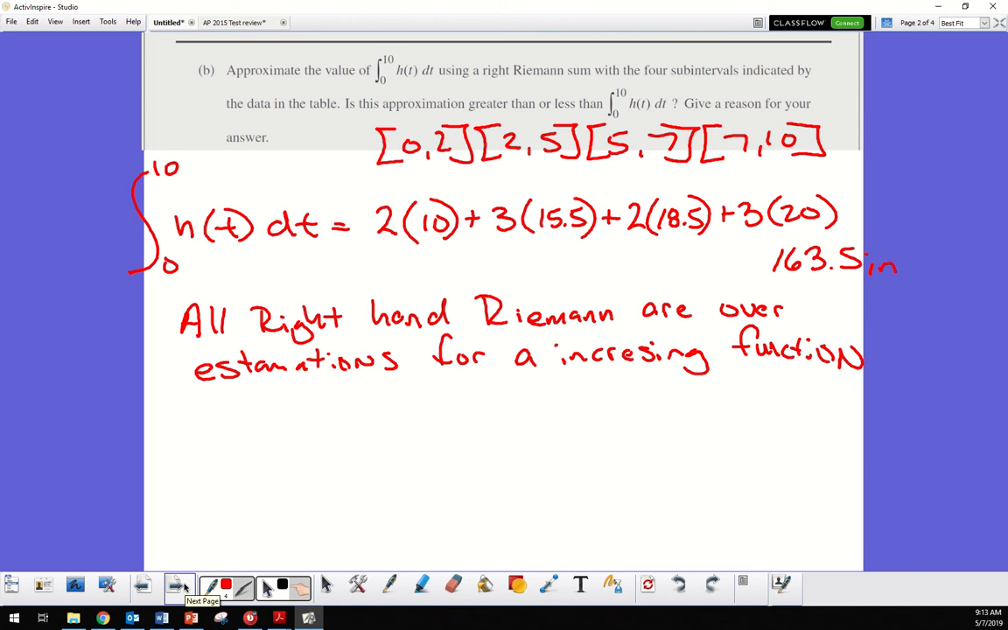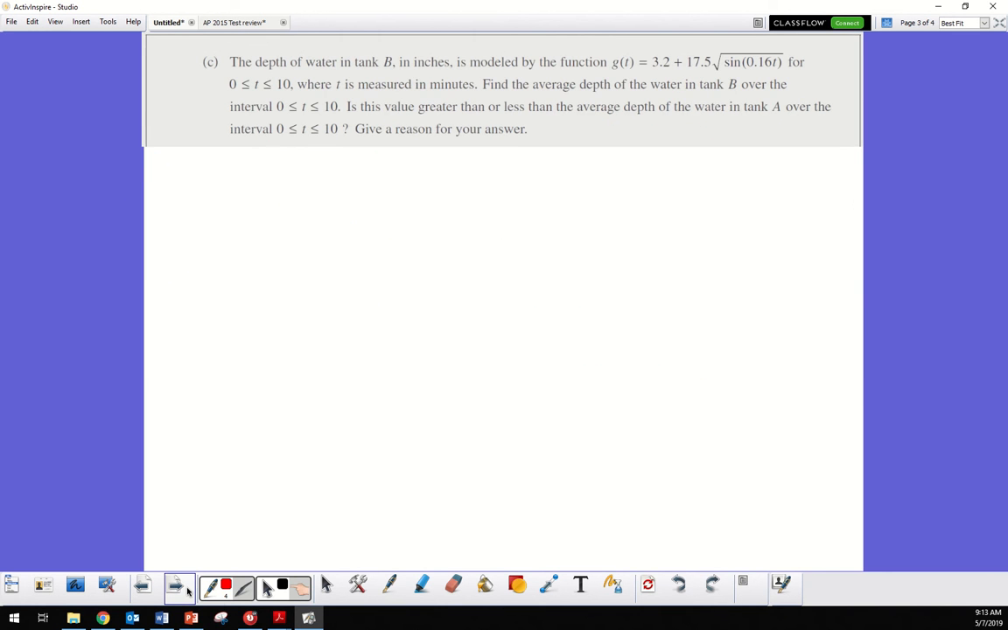If you want, you can also sketch a graph and use it as justification, seeing the graph and saying you know that this is going to be an overestimation. All right, just my answer.